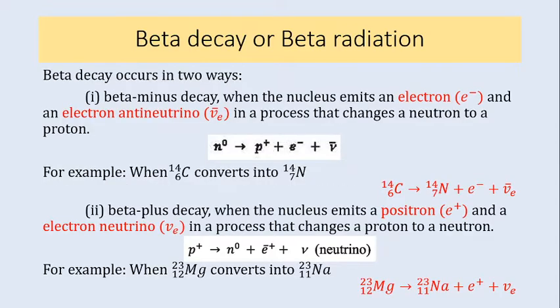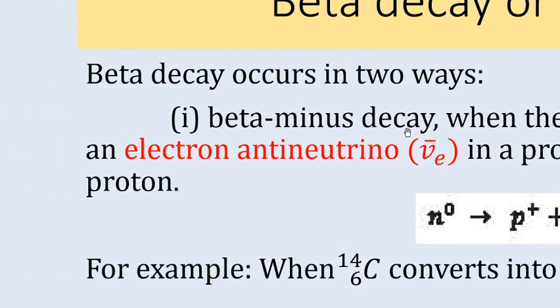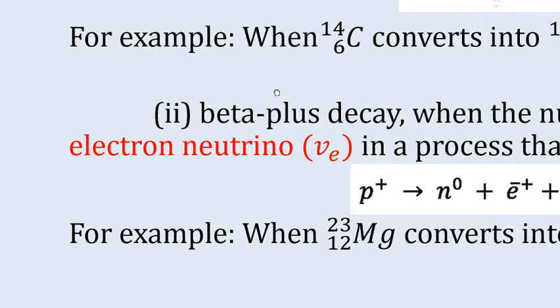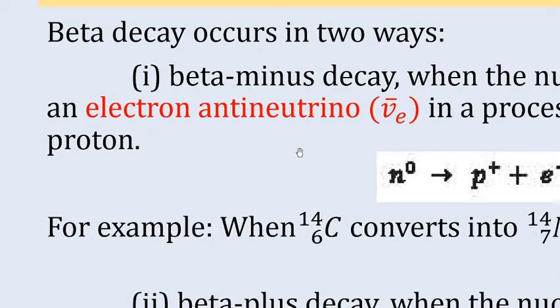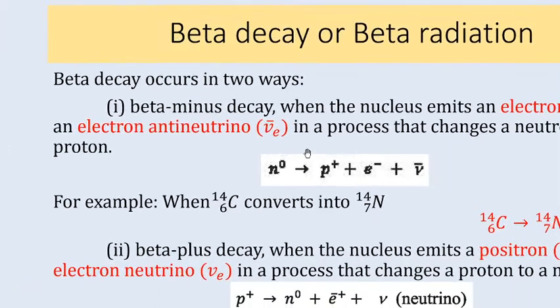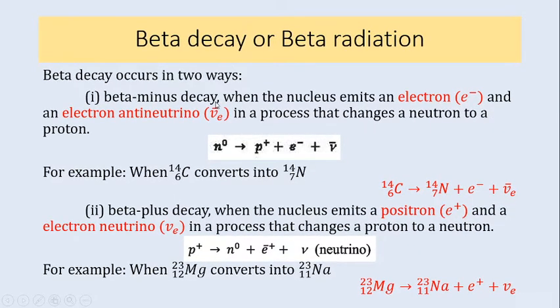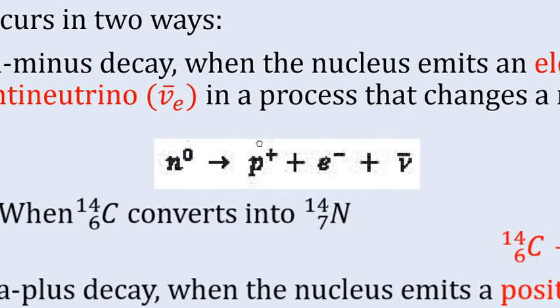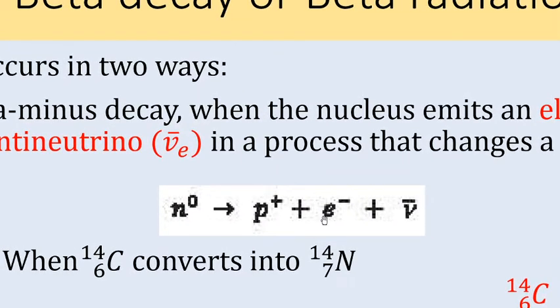In your book you will study that beta decay can occur in two ways. Number one is called beta minus decay, and the other is called beta plus decay. We will not go into the technical details, but we will know what beta minus and beta plus are. Beta minus decay is when the nucleus emits an electron and an electron antineutrino, when a neutron changes into a proton. That means beta minus decay is the process in which a neutron turns into a proton, and along with this it produces an electron and an electron antineutrino.